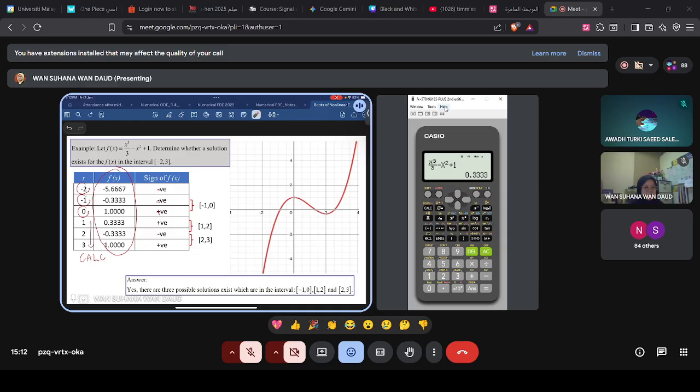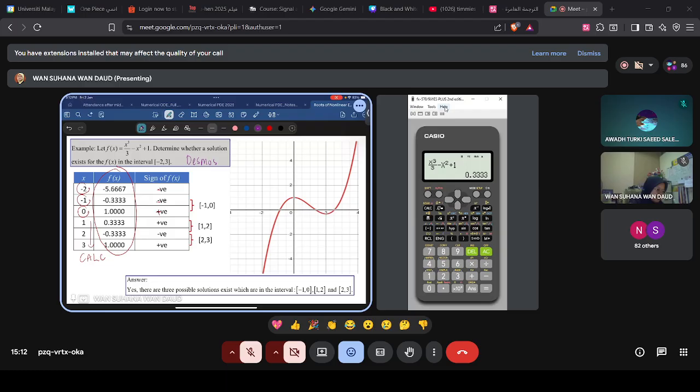This graph, I sketched using Desmos. You can use your handphone or your laptop to find Desmos. Desmos calculator. I'm not going to switch my screen because I'm afraid you will be confused. You can find the Desmos graphing calculator. You can key in the equation x cubed over 3 minus x squared plus 1, and you get this graph.